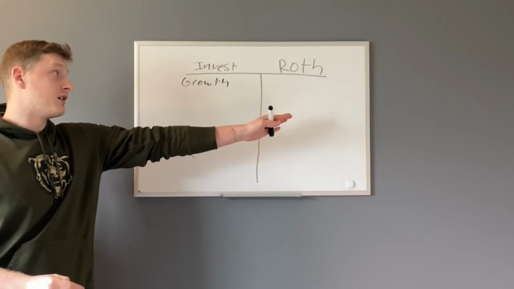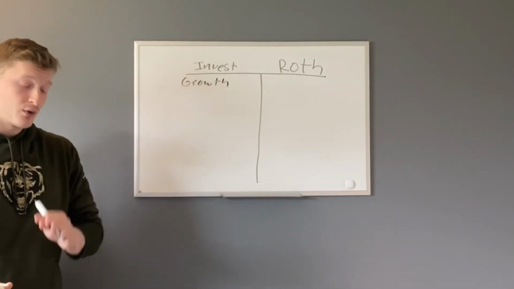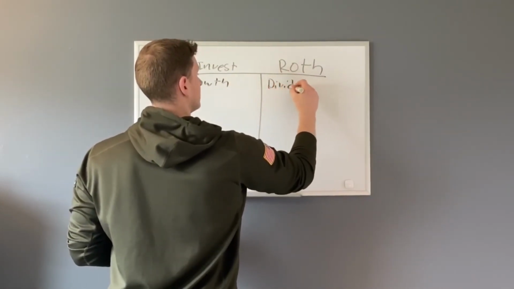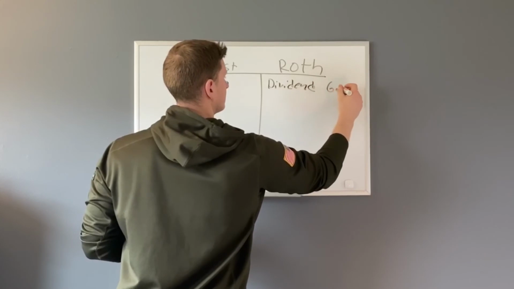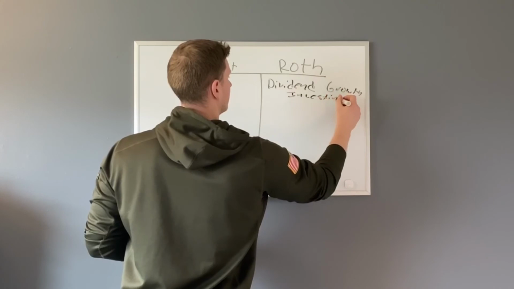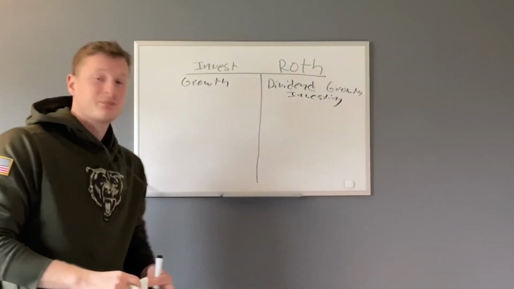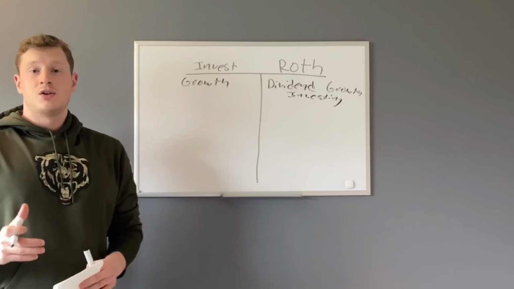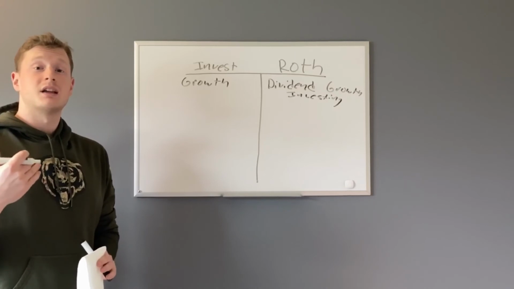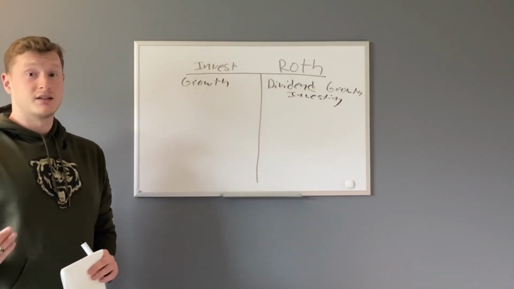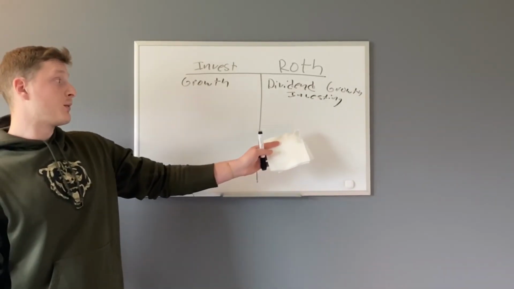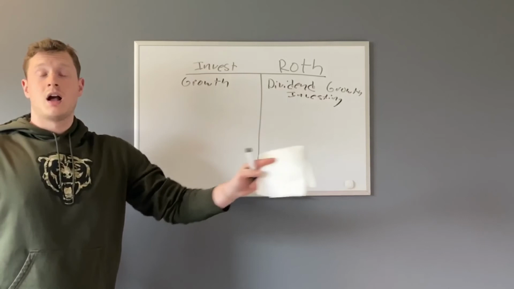Whereas in my Roth over here, I'm focused on dividend growth investing. So what that is about is you buy a $100,000 house, but your main goal isn't to sell for $200,000. It is to hang on to it, and you want to get that rental income. So say you get $1,000 a month. That's what this is.